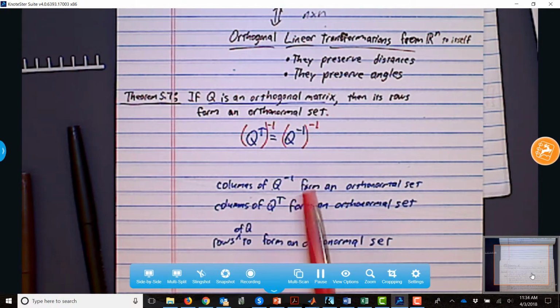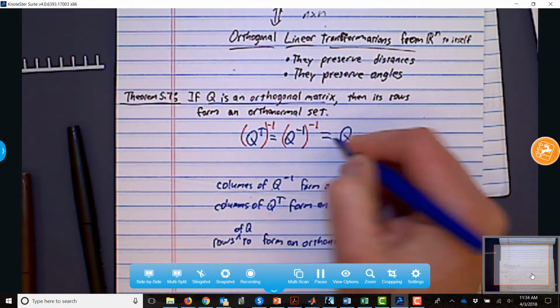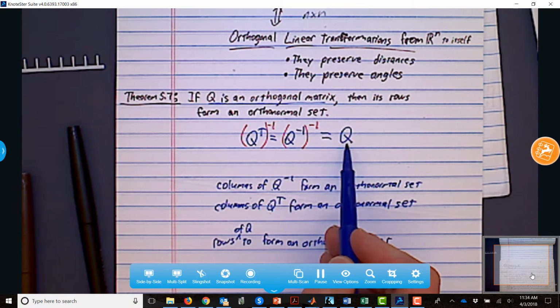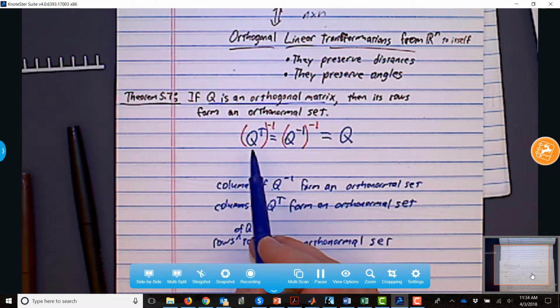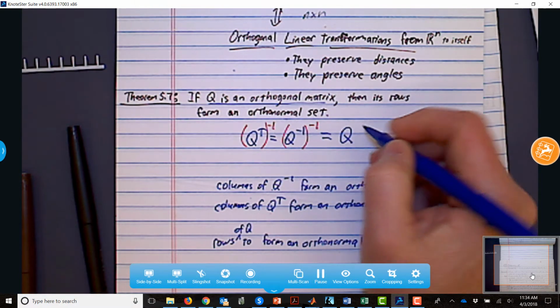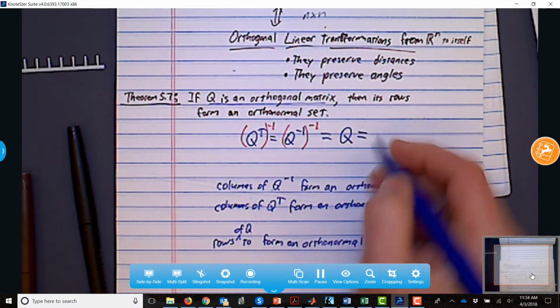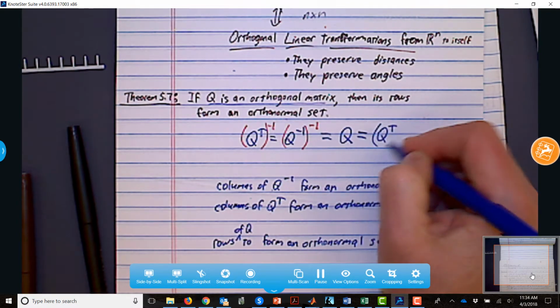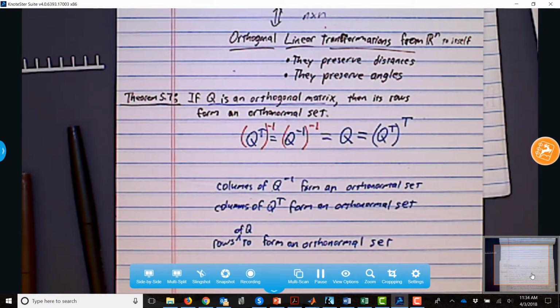Now, what's Q inverse inverse? Q. So far I have Q is the inverse of Q transpose. Can I show that the columns of Q inverse form an orthonormal set, or the columns of Q transpose form an orthonormal set? Well, isn't it also true that Q is the same as Q transpose transpose? Mm-hmm.